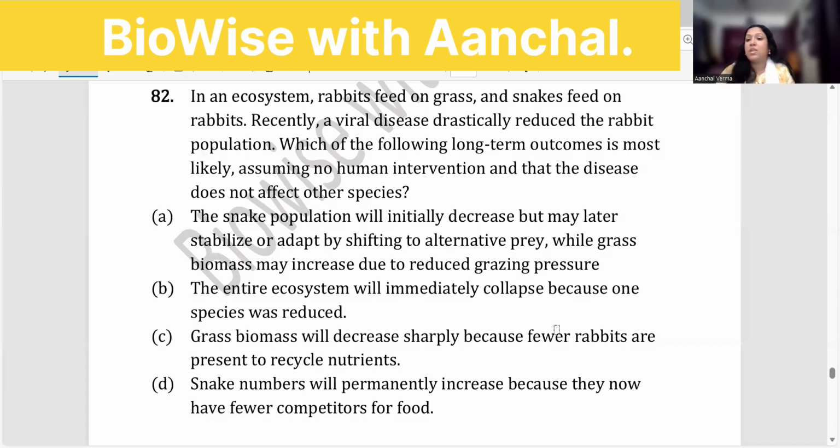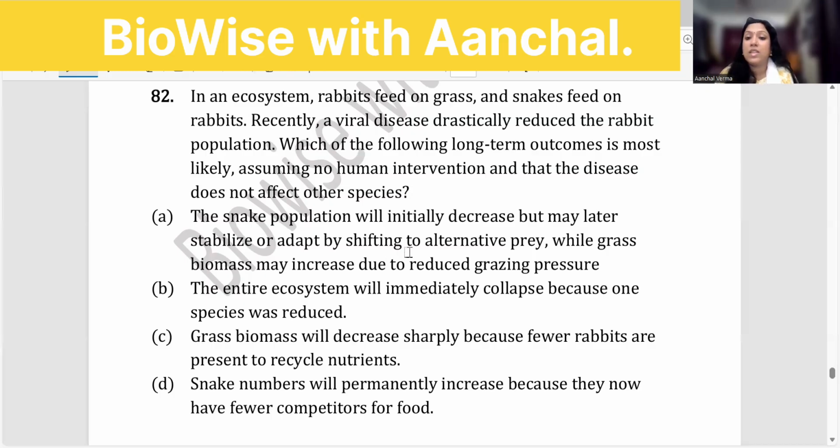Now, what will happen? Rabbits are all dead. So, which organism will grow? The one which was being eaten by rabbits. So who was being eaten by rabbits? Grass. So grass will increase because rabbits are not eating the grass. What about the snakes? Snakes are feeding on rabbits. So if rabbits are dead, then the snake population will also reduce because of hunger. So let us see what is the option.